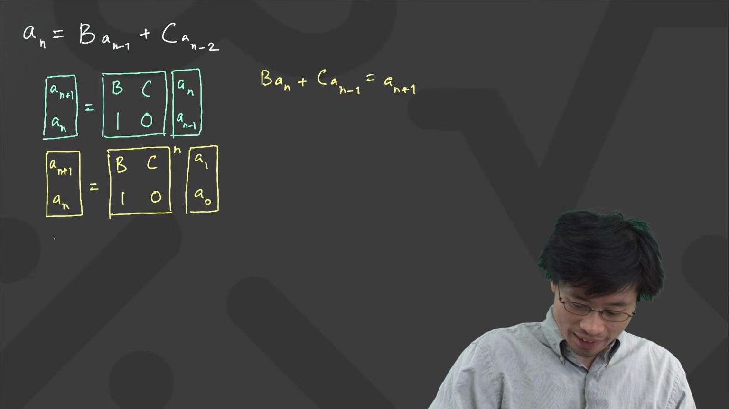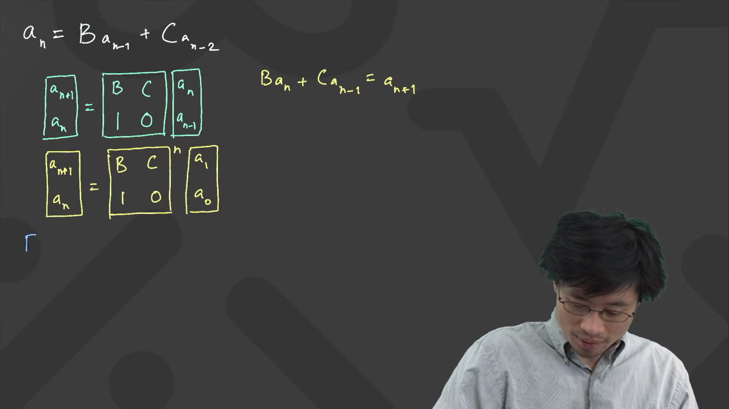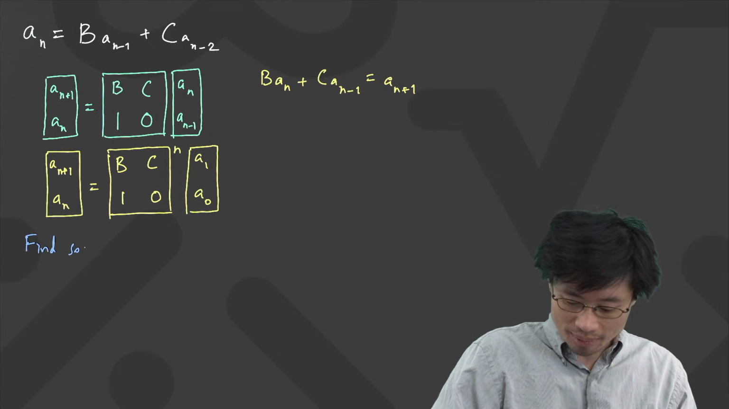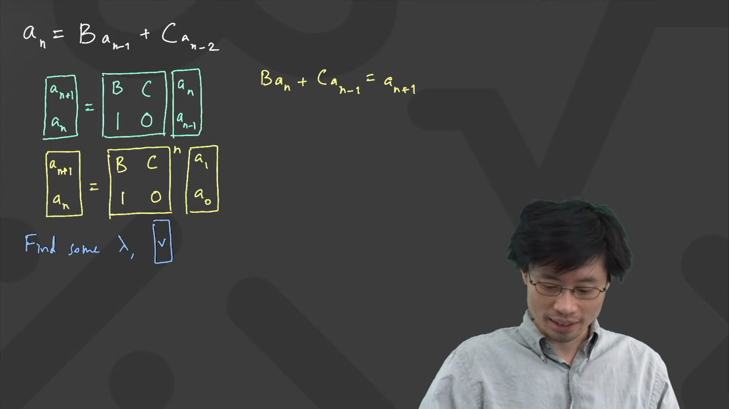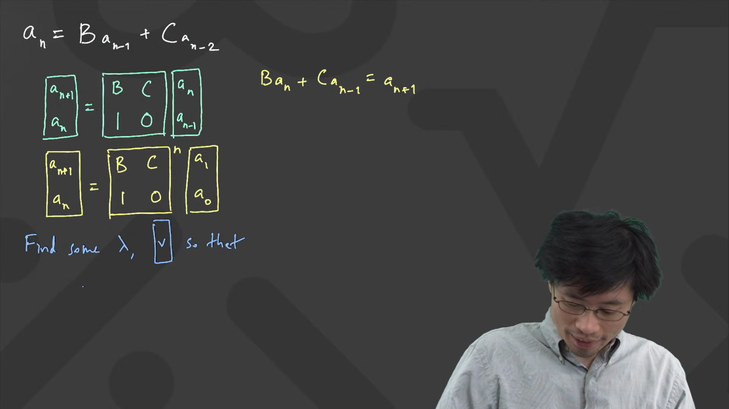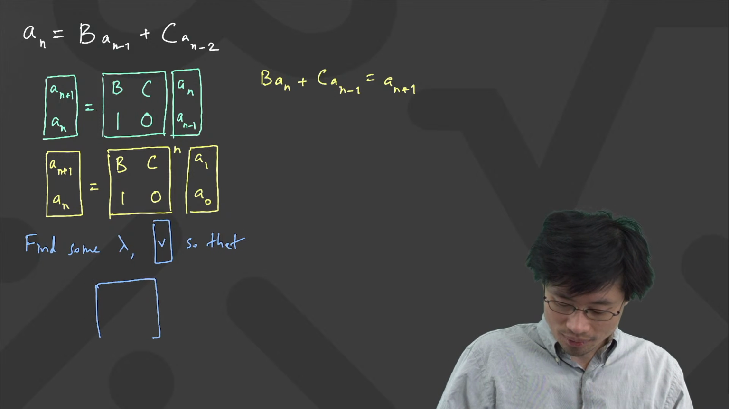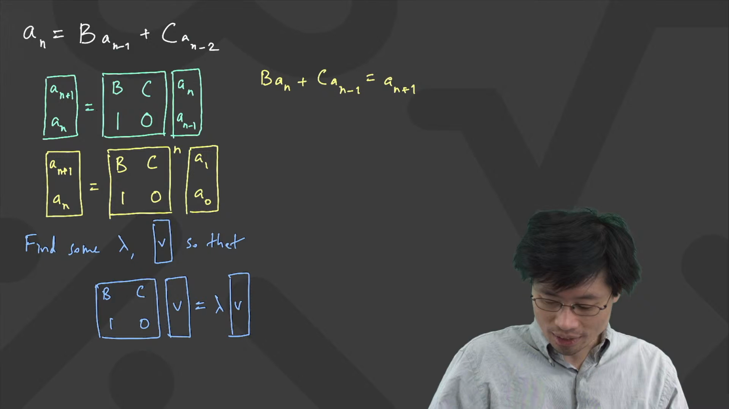So if I wanted to do that, the way you do that is that we had to find some lambdas and some v's. V's are these 2 by 1 things, so that if I take this BC10 multiplied by the vector v, that was equal to lambda multiplied by the vector v. That was the heart of what we were doing.